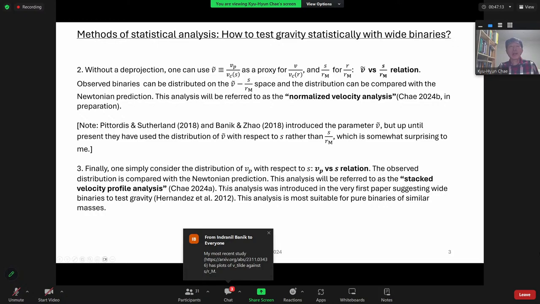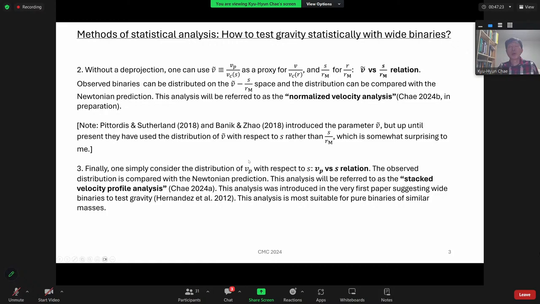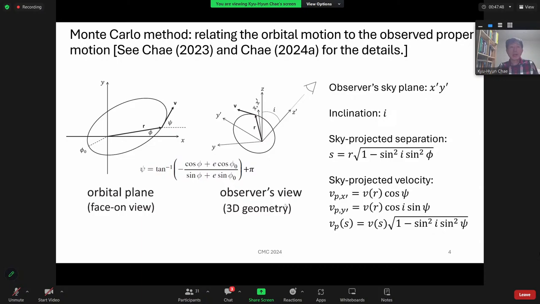Okay, and then the last method will be the velocity profile. So one just considers the distribution of observed velocity, the projected velocity, with respect to projected separation. This will be the simplest analysis. And I'll call it stacked velocity profile analysis. It can work for systems of pure binaries of similar masses. So if this is the orbital motion, then when we observe at some inclination, we have this relation between projected velocity and the real 3D relative velocity, and the projected separation versus 3D separation.